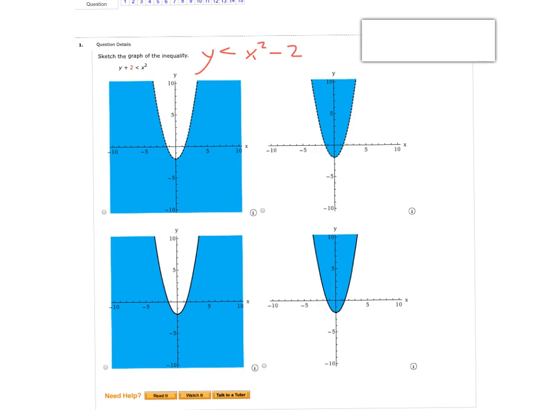So it looks like I just need to look at shading, and I need to look at the dashed or solid line. I know that when we have a greater than or less than, that's always a dashed line. That's the first decision I make, versus the or equals to having the solid line. Right off the bat, I can cross off these two answers down here as they have solid lines. So the only decision I need to make is is it above or below?